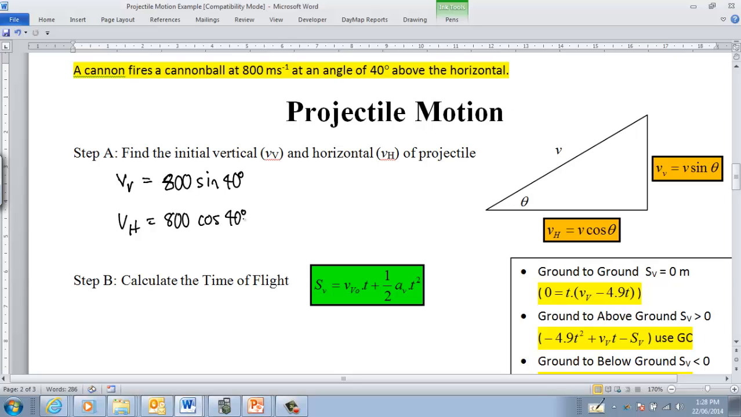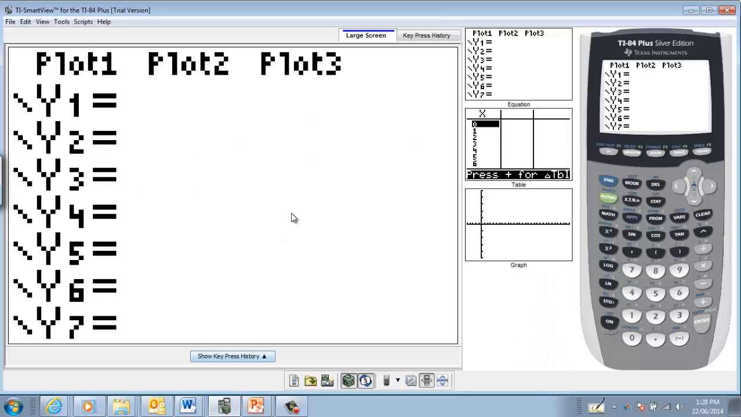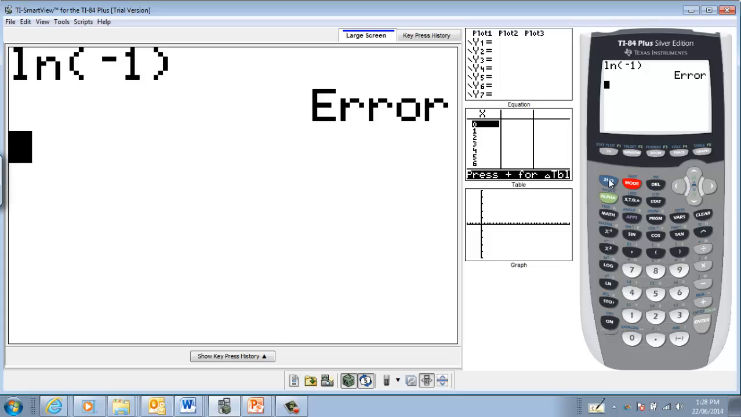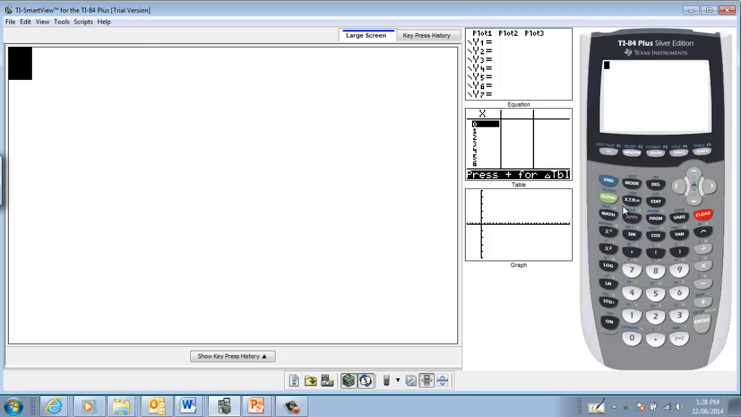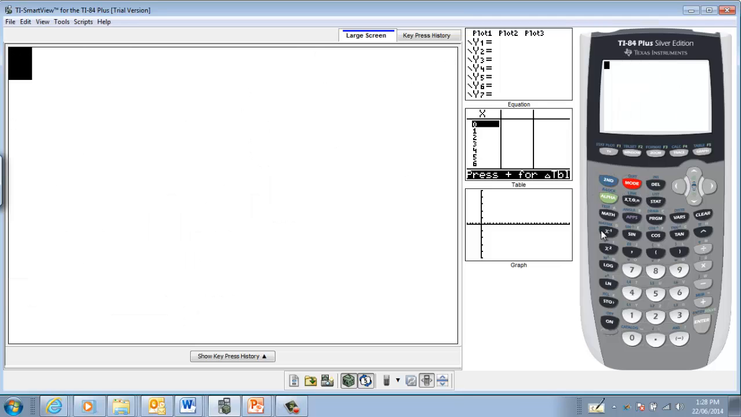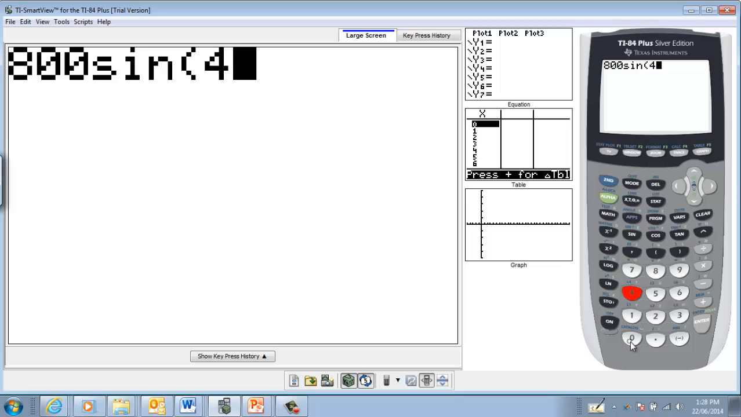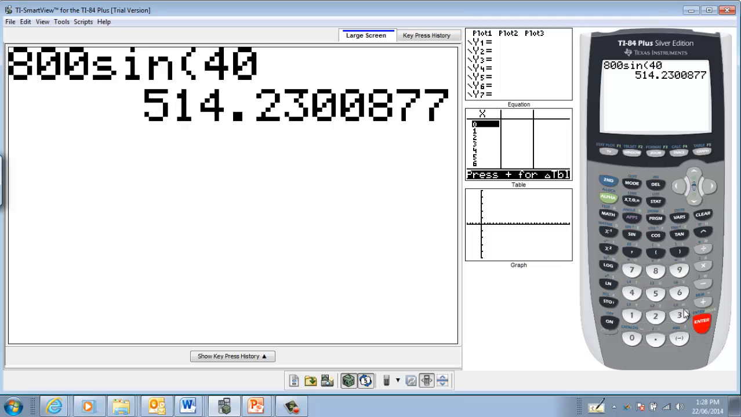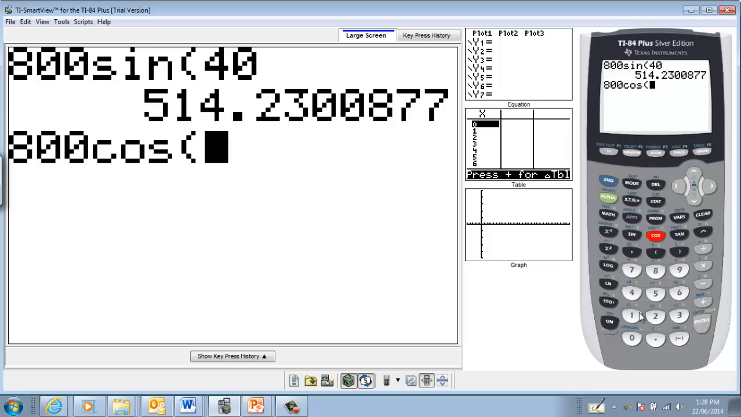Now, in most questions, you'll be asked to do that, but if you're not asked to do that, what we'd expect you to do is to actually find that value anyway. So just make sure your calculator is in degrees and not radians. Yes, it is in degrees. So if we go 800 sine 40, then that will give us an answer. And we do 800 cosine 40, that will give us our answer as well.